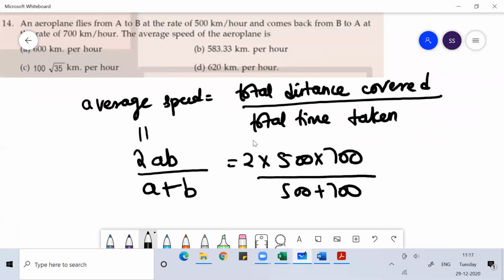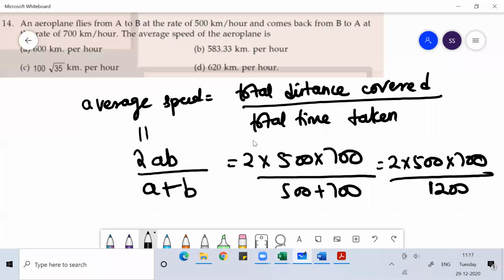So the average speed, if you want to find, that is 2 into 500 into 700 divided by 1200. So this will give you 600. Okay, so this is 5 by 6. So 5 by 6 into 700 means this would be 3500 by 6. 3500 by 6 is how much? 3500 by 6 would be 583.33. So that is your average speed.